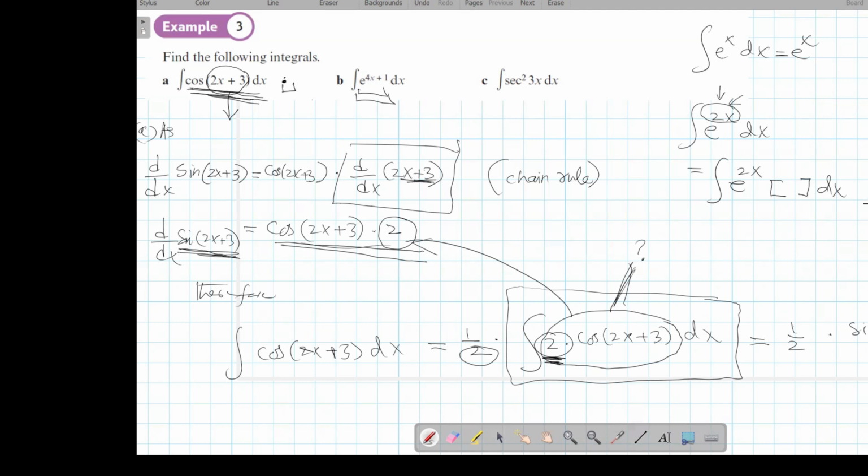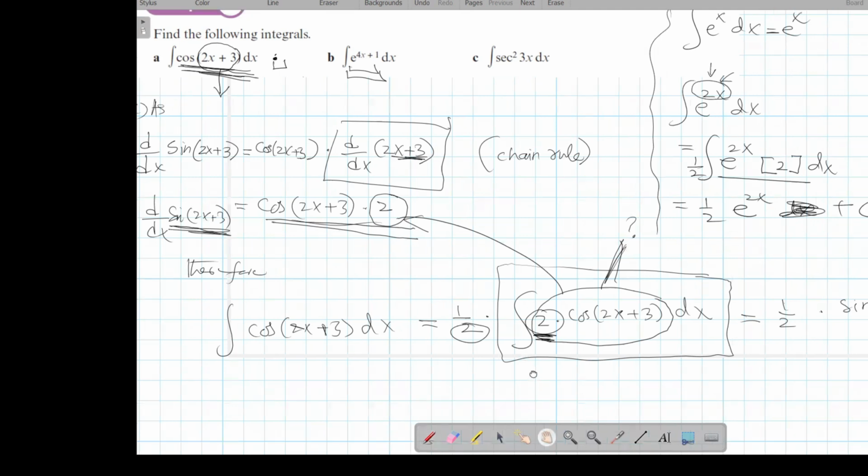Just the derivative of 2x? Just 2. So you'll multiply here and divide here. Now you just say that the antiderivative of e power 2x times 2 is e power 2x, plus c. You got this?